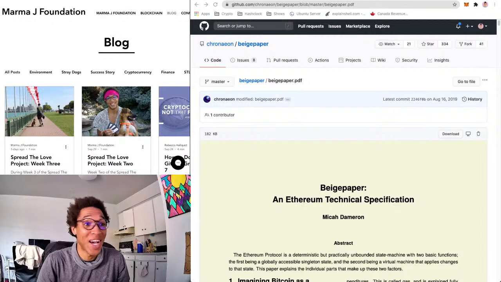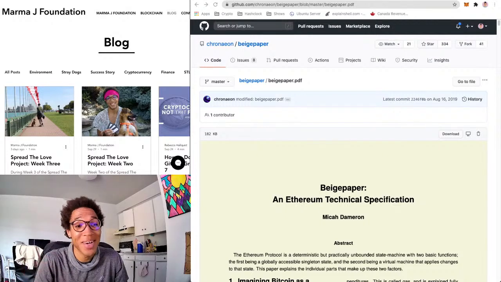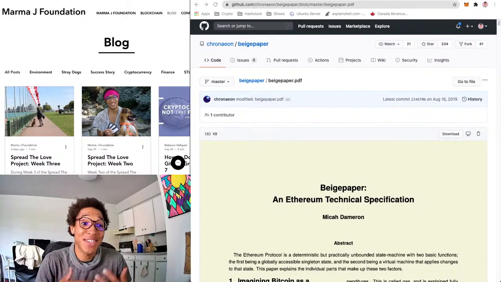Pretty embarrassing, actually. I've never gone through the Ethereum yellow paper. I've never gone through any Ethereum papers. I've always just listened to conference talks and gone into the Ethereum research forums, and I've never actually taken the time to go through the papers.